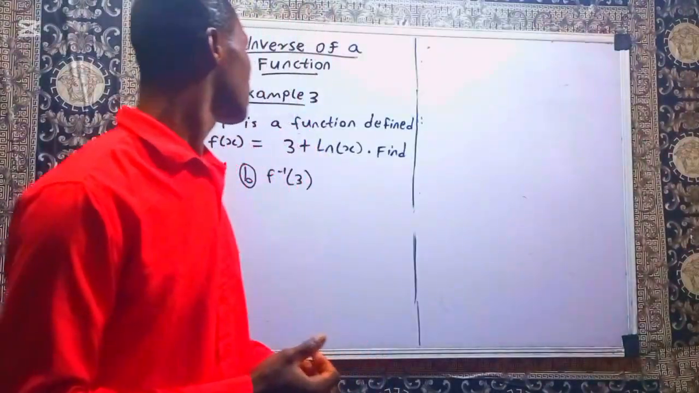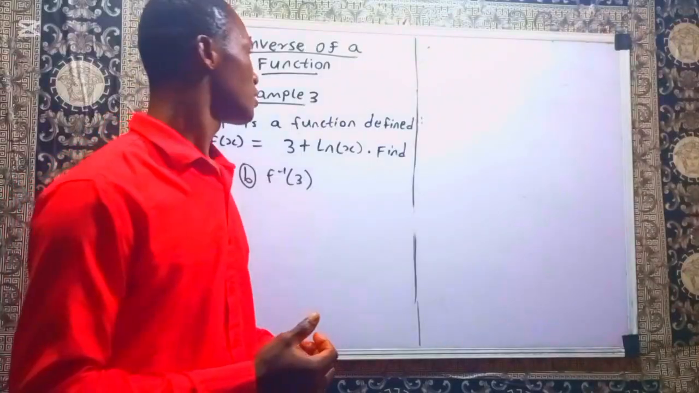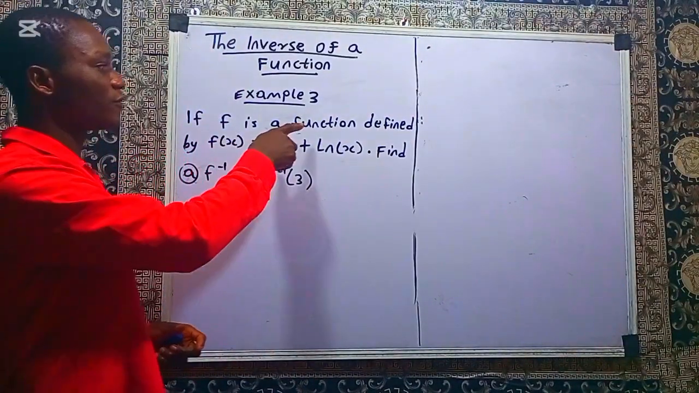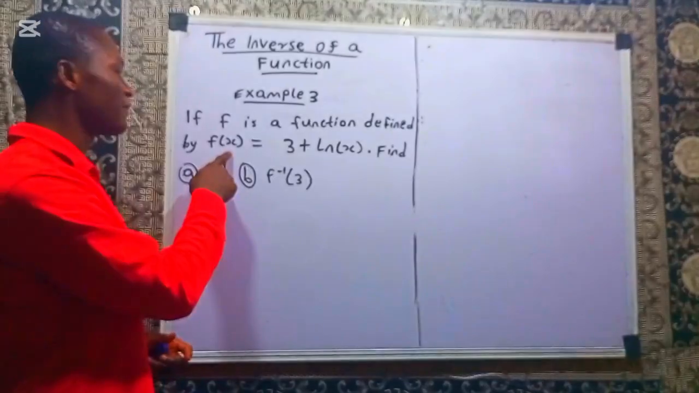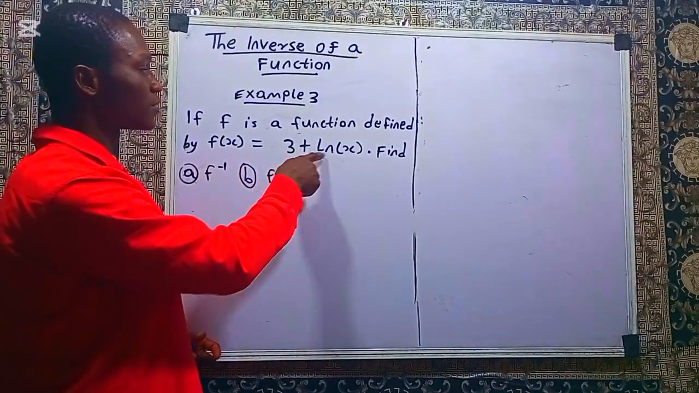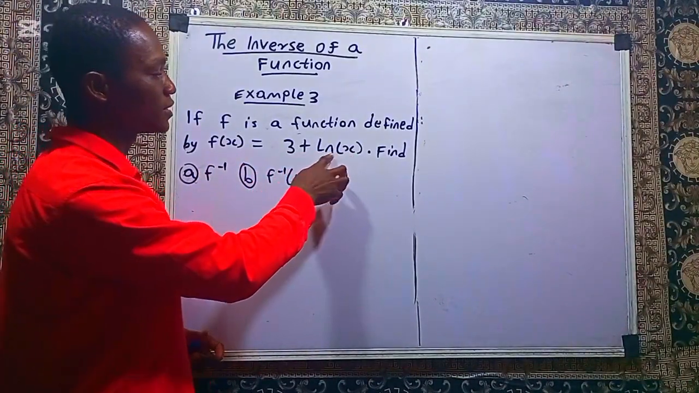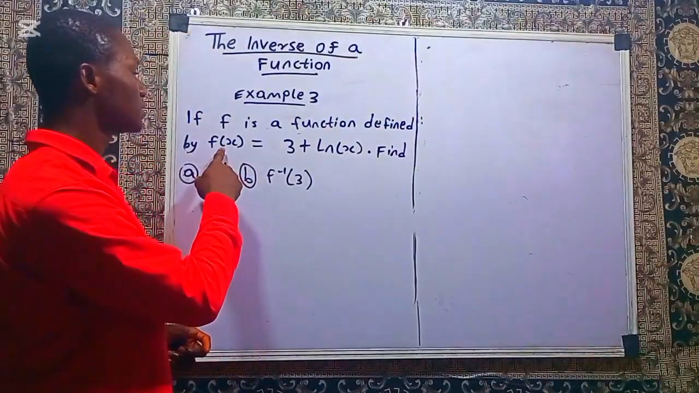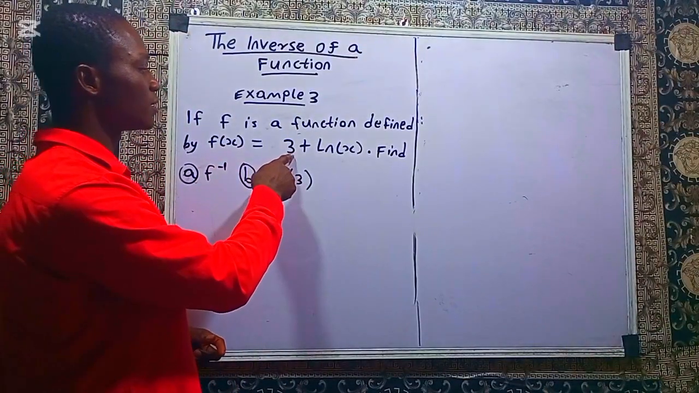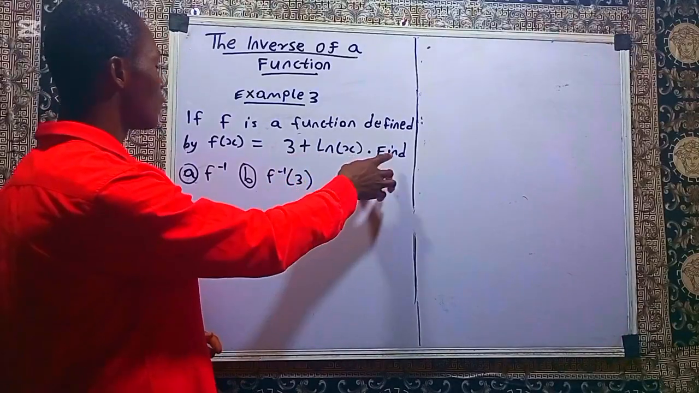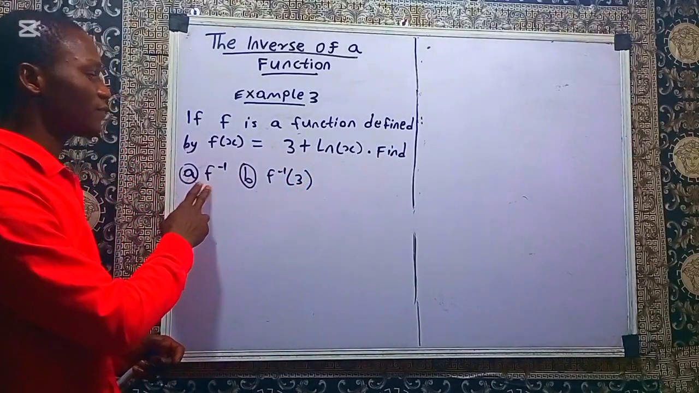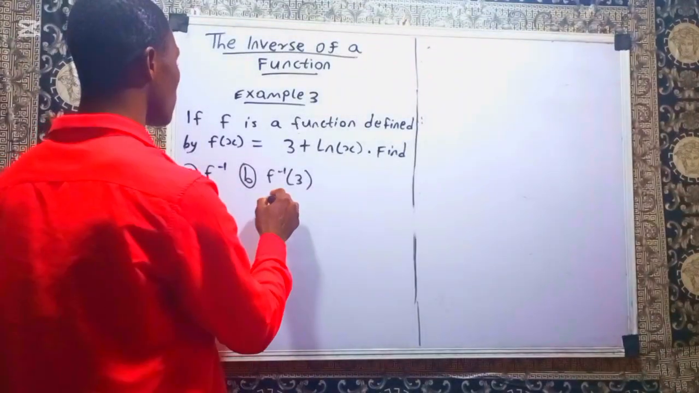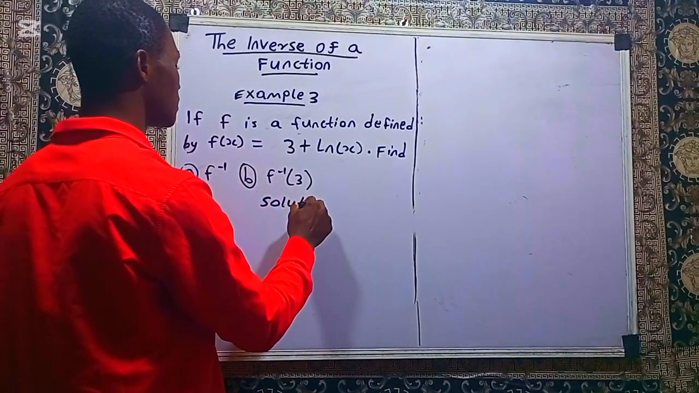As we'll be solving this example 3, and in this example 3, they said if f is a function defined by f of x is equal to 3 plus ln of x. This ln is the natural logarithm. So this is f of x equals 3 plus ln of x. We have to find the inverse of f, and the inverse of f when x is 3. So starting the solving.